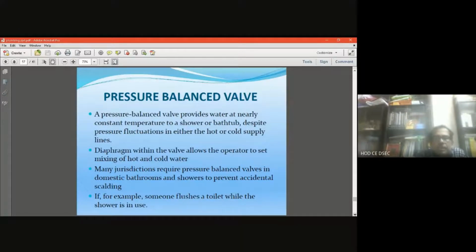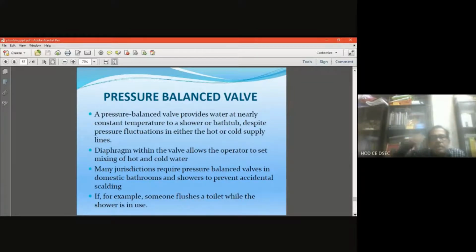So this is the area where the pressure balance valve is applicable, that is, for maintaining constant pressure. A classic example is a shower or bathtub. In this connection, the pressure balance valve should be maintained. Despite pressure fluctuations in either the hot or cold supply, it provides water at nearly constant pressure.